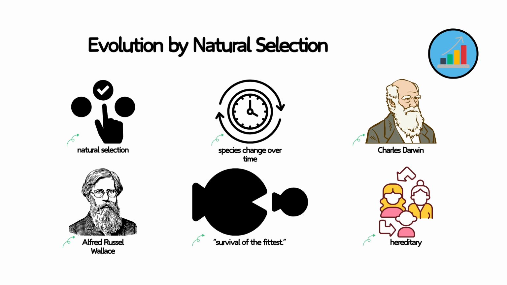In nature, organisms, such as plants and animals, vary in their traits, like their size, speed, and ability to gather resources. Some of these traits are hereditary, passed from parents to offspring.